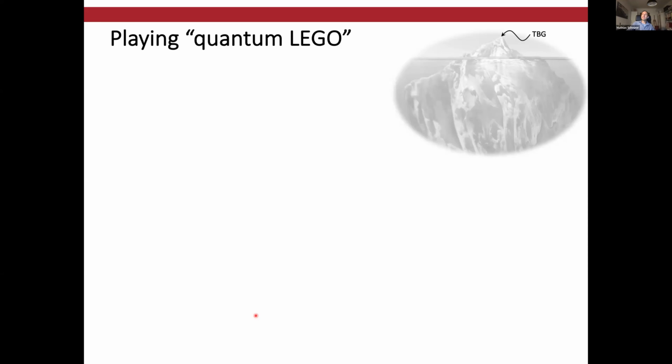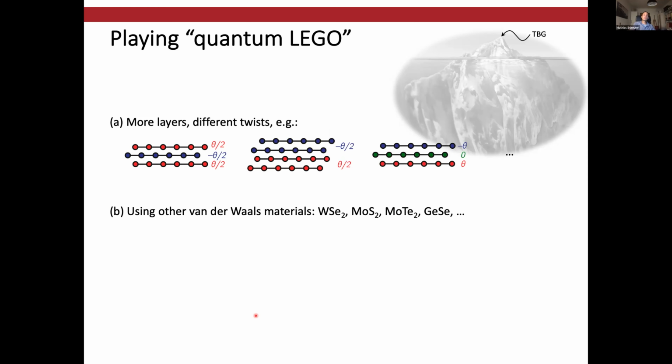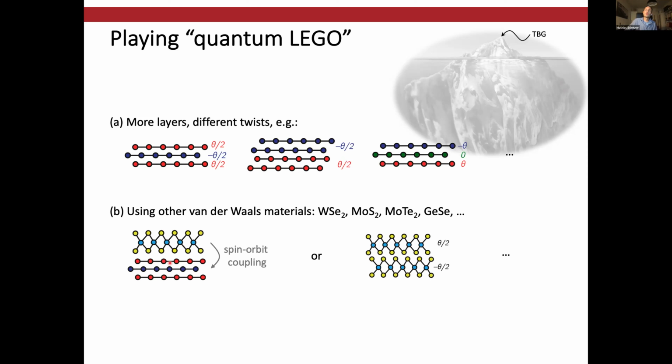So it's basically only one example of putting different layers together and building something new, as I call here, playing quantum Lego. There are various other ways. You can put, for instance, 3 layers together, maybe with an alternating twist angle configuration. You can start with bilayers and twist them against each other, or you can use a chiral twist angle configuration. Furthermore, there are other van der Waals materials that you can use, maybe to induce spin-orbit coupling in an already existing graphene moire system, or you can use them to build something entirely new.